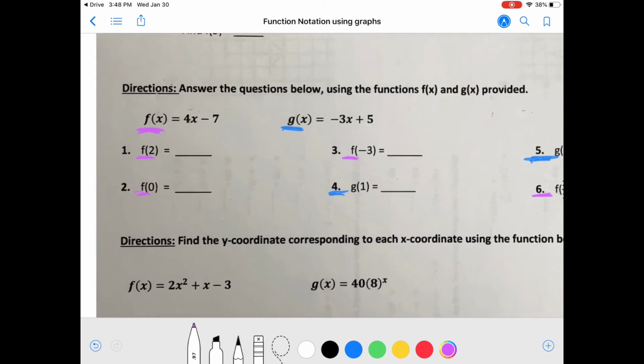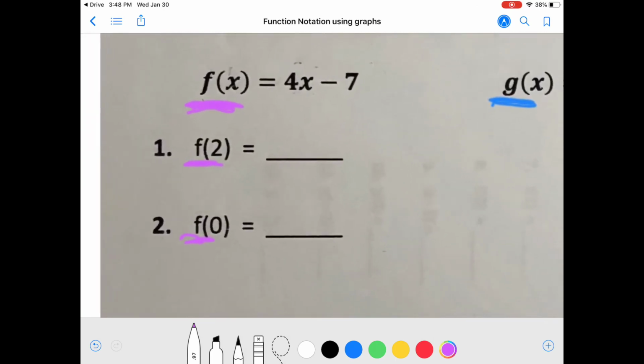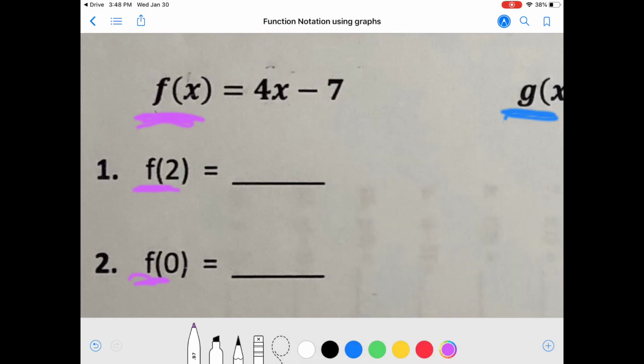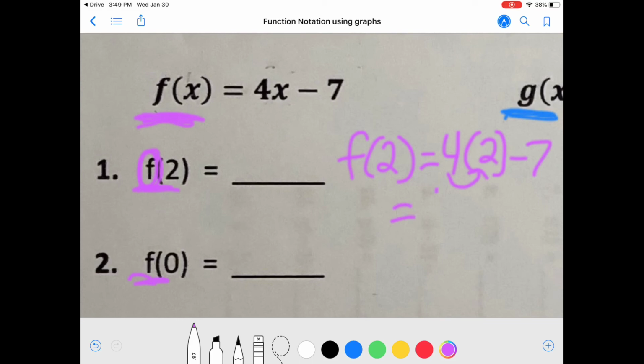So you're going to choose one of these. I'm going to choose number 1. It's telling me to look at the f function. So I'm going to have f of 2 equals 4, instead of the x, I'm putting 2 in, minus 7. I'm going to distribute the 4. So 4 times 2 is 8, minus 7, and 8 minus 7 is 1. So that would be my answer for 1.